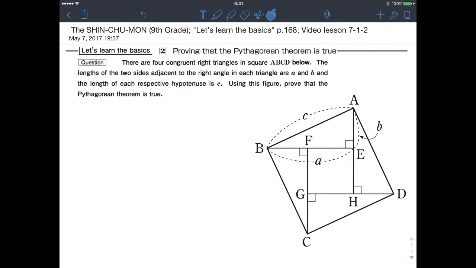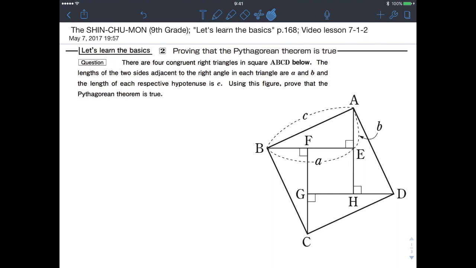In this video, we will be discussing the Let's Learn the Basics section on page 168 of the SHIN-CHU-MON Mathematics for 9th grade. This is the second in a series of videos about the Pythagorean theorem, which is also sometimes called Pythagoras' theorem, after the Greek mathematician Pythagoras, who is believed to have first proved it.